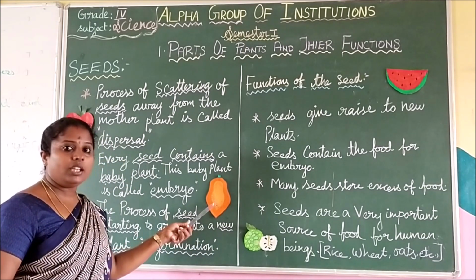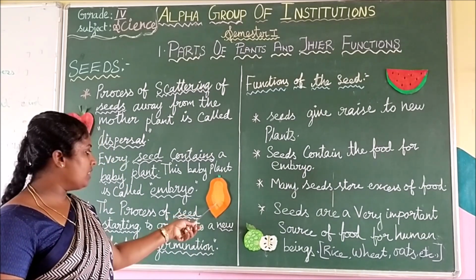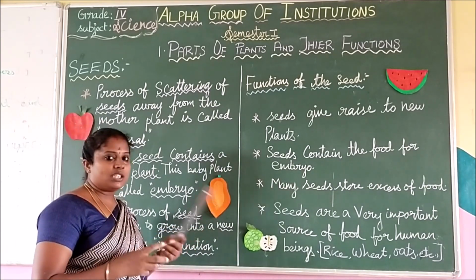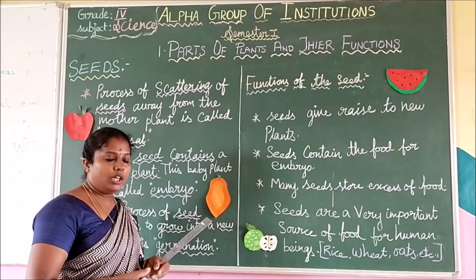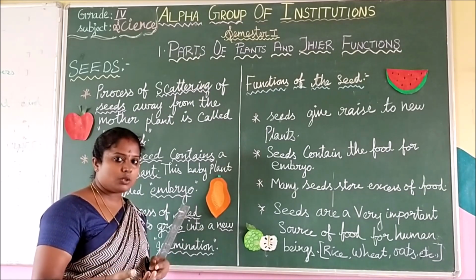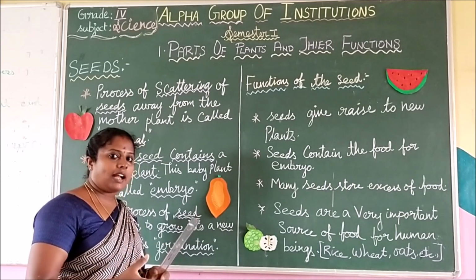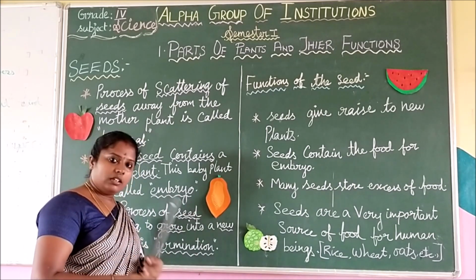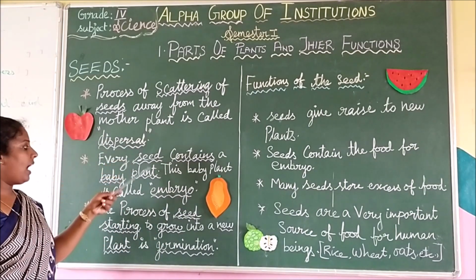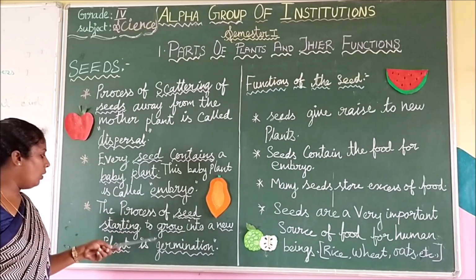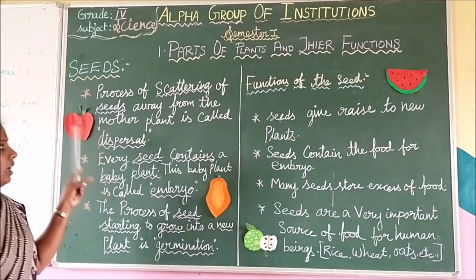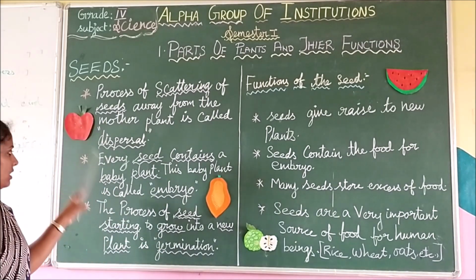See, this papaya has a lot of seeds in it. From these only we get a new plant. The birds will come and eat the fruit, and while moving from one place to another, the seeds get scattered and a new plant grows. The scattering process is called dispersal, the baby plant is called the embryo, and the growth into a plant is called germination. These are the functions of seeds.